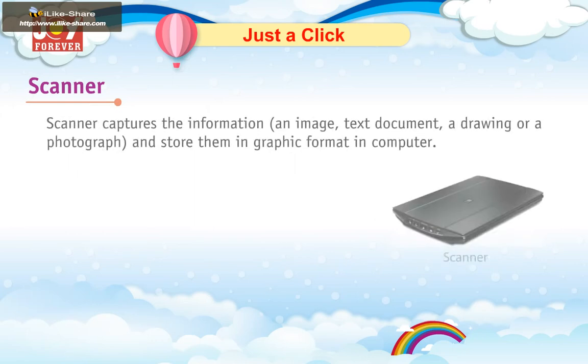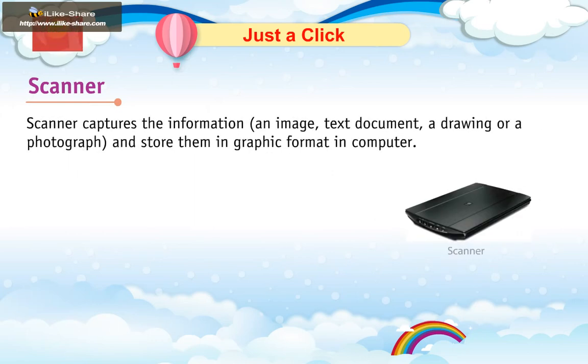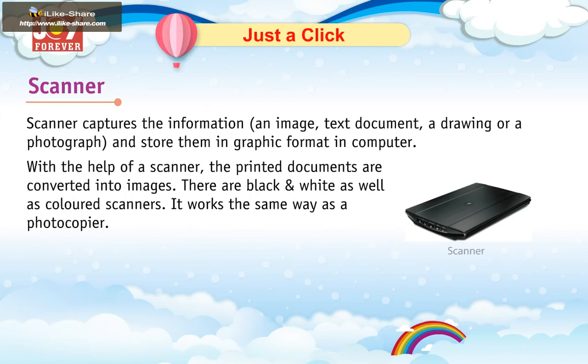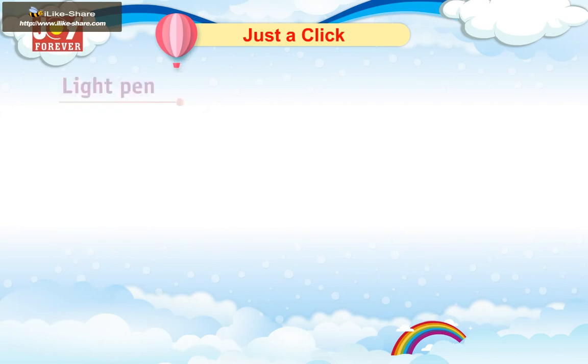Scanner. A scanner captures information, such as an image, text document, drawing, or photograph, and stores it in graphic format in the computer. With the help of a scanner, printed documents are converted into images. There are black and white as well as colored scanners. It works the same way as a photocopier.